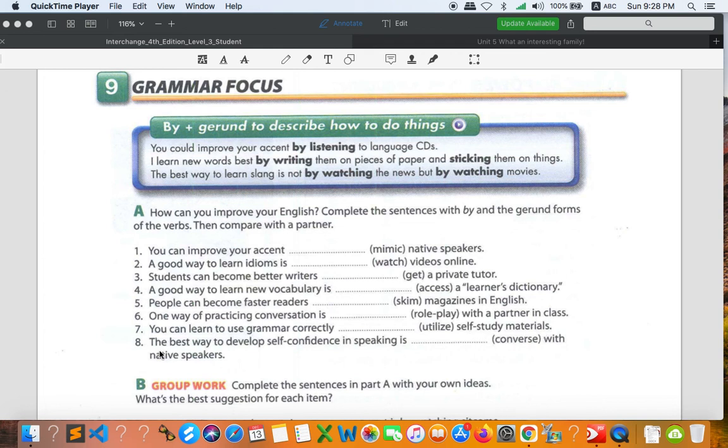And last, the best way to develop self-confidence, to make yourself confident in speaking, is by conversing with native speakers. Converse means conversation, make a conversation. All right, so it means that you have to talk to native speakers if you want to improve your confidence, to make yourself confident in speaking.